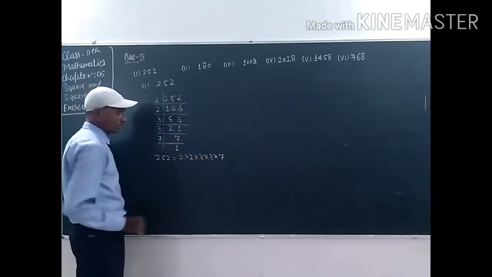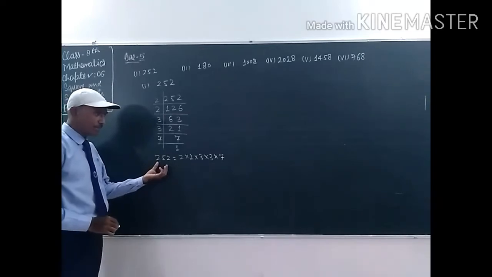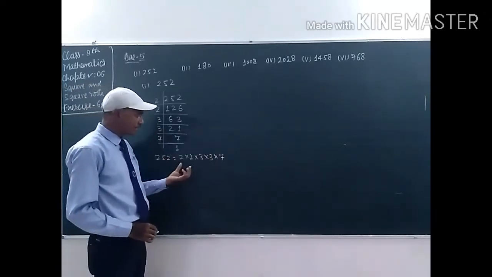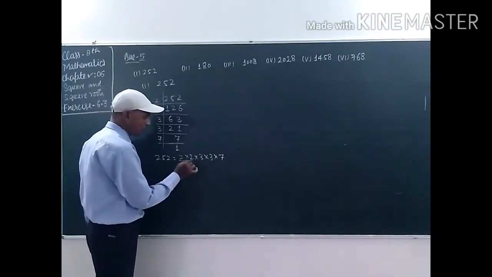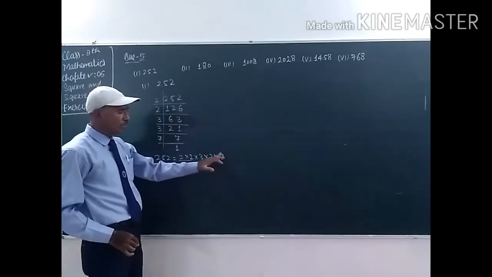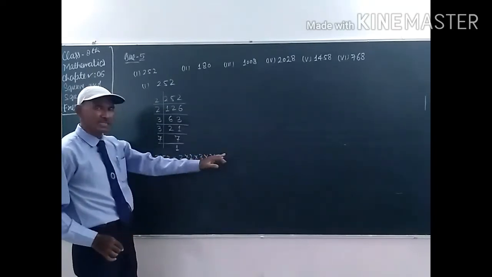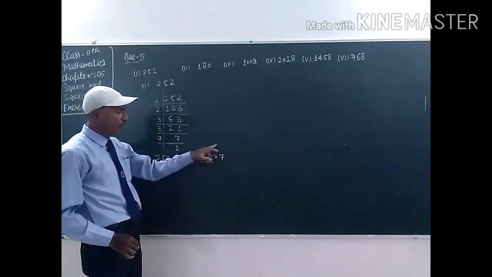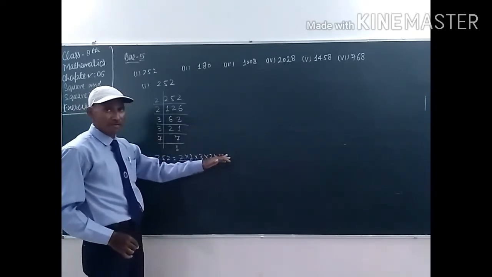252 is equal to this. This number is not a perfect square number, and we found the prime factors of this number. This one, 2 is in pairs, 3 is in pairs, but 7 is not in a pair. So if we multiply this number by 7, then it will be a perfect square number, student. So the required number is 7 here.